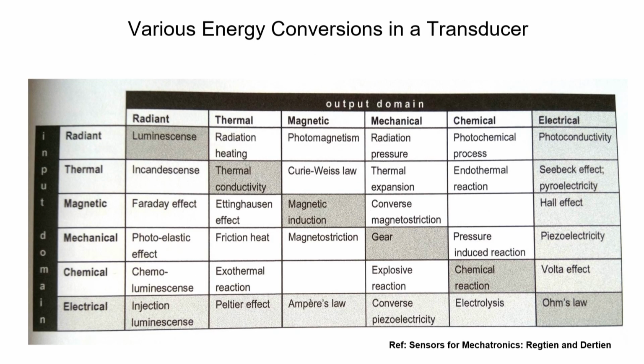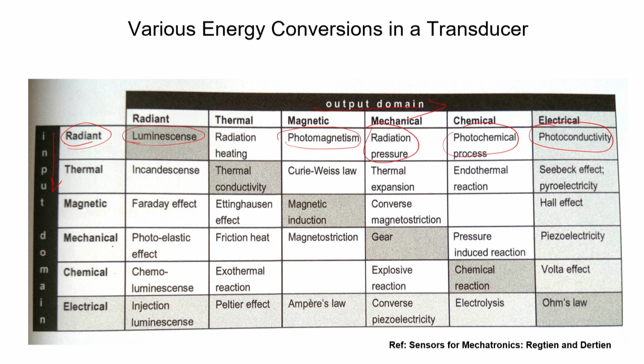Now, what are the different energy conversions that can happen in a transducer? Well, we can create a matrix. This side is the input and this side is the output, the horizontal way. If it is radiant energy, then it can be transmitted to another radiant output, like luminescence, or change to magnetic, photomagnetism, mechanical, radiation pressure, chemical, photochemical, electrical, photoconductivity. These are all examples of radiant input getting transferred to an output.